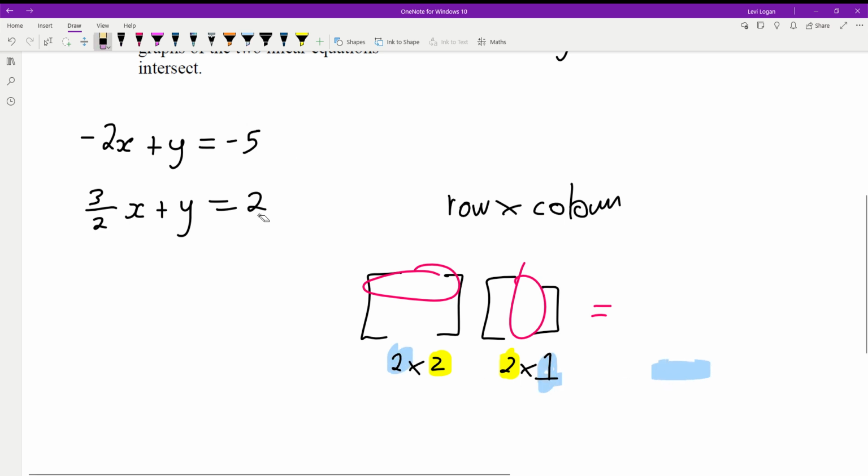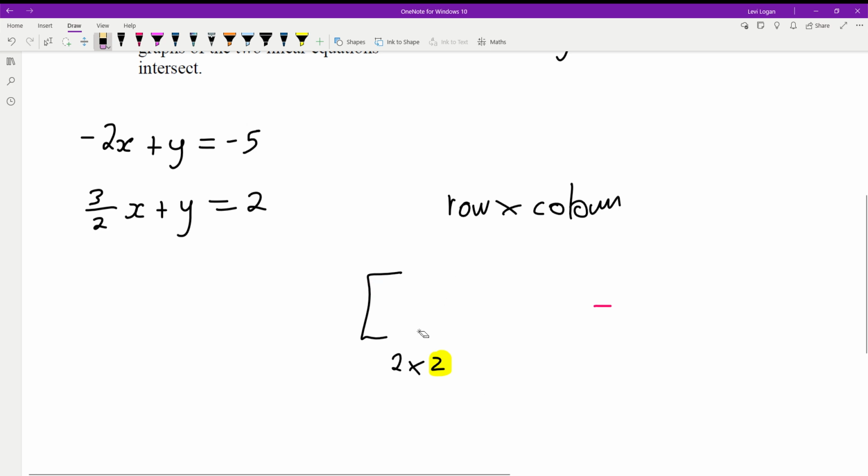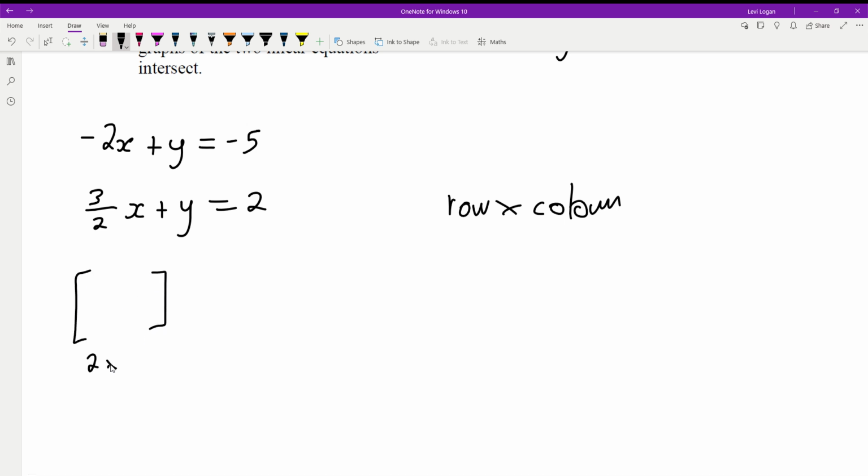Here what we're going to do is rewrite the left hand side as a product of two matrices. We're going to write it as a 2 by 2 and a 2 by 1. On this side will be the coefficients of these numbers. The first equation will be my top row, just the coefficients, so negative 2 will go here, 1 will go here, and then the second equation goes on the bottom row. So 3 on 2 would go here, and then 1 would go here.